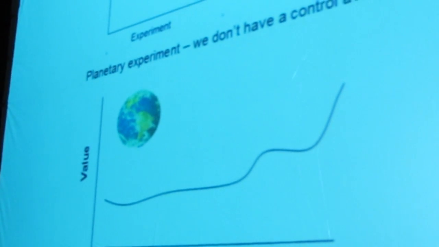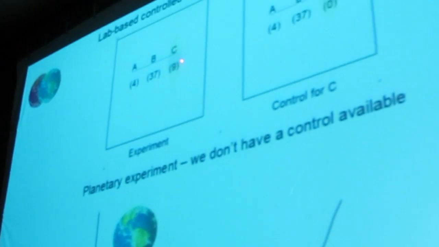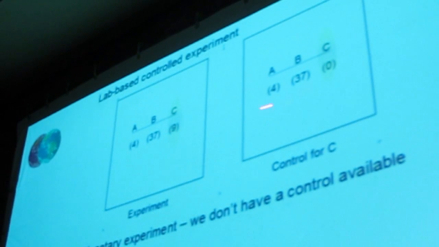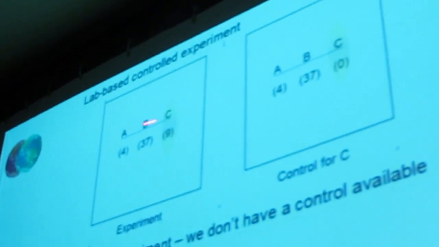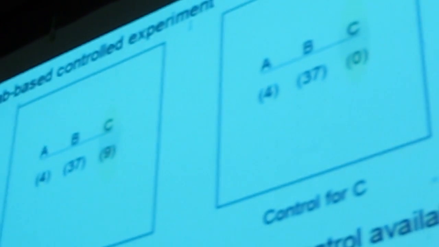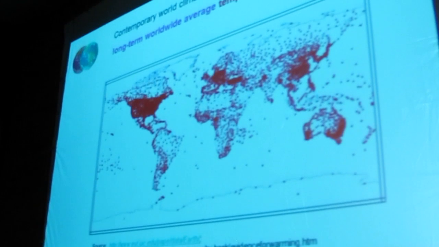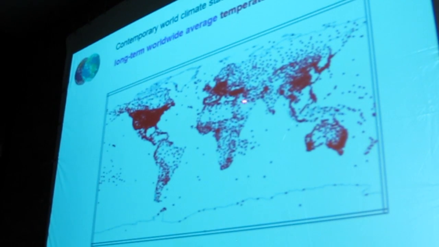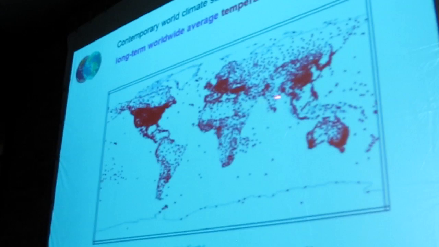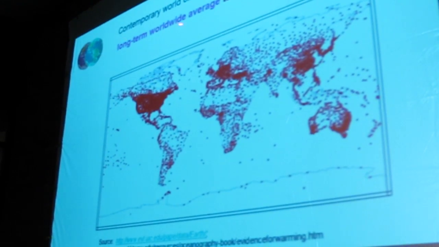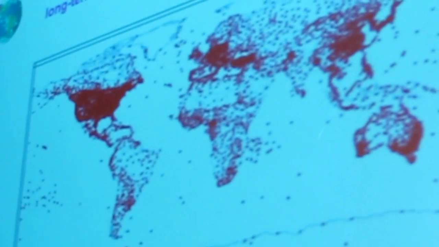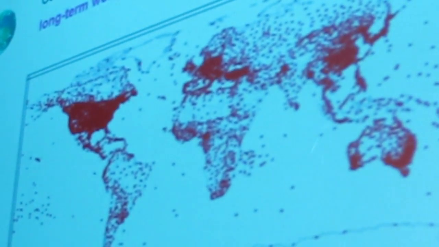In a laboratory experiment, we can set up a control. Here C is controlled between the experiment and the control to find out the effect of C. But in climate science, the entire planet is our experiment. There is no control. So what we do is measure differences in time. And global warming really has to do with taking weather observations. These are all the individual weather observation stations on Earth, and measuring the long-term worldwide average from all these stations for a very long time, years or more.